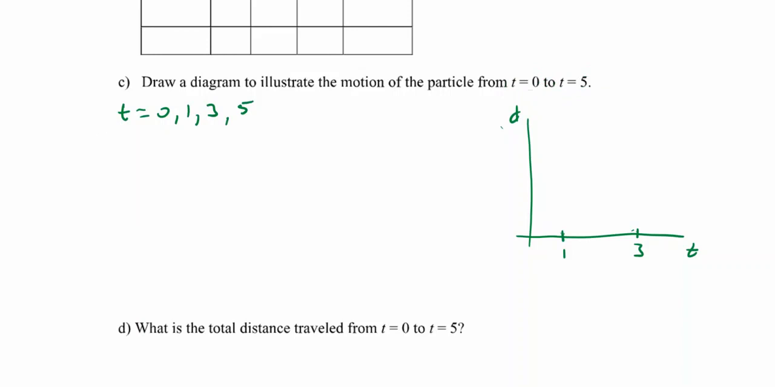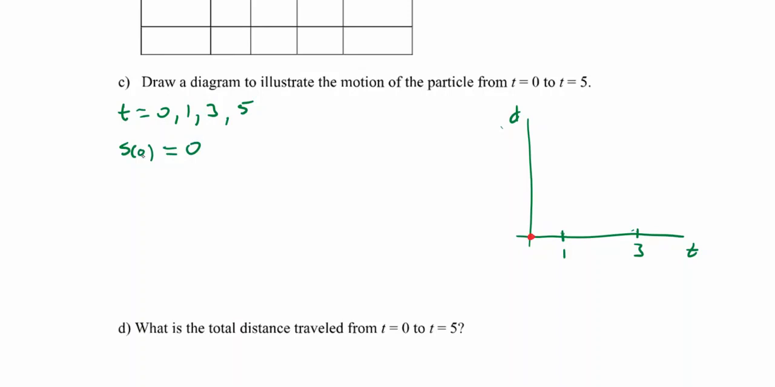So if we plug them into the original equation, then s of 0, let's do them in order. S of 0 would be equal to 0, which makes sense. That's our y-intercept, right? Okay, so we have a point right here.